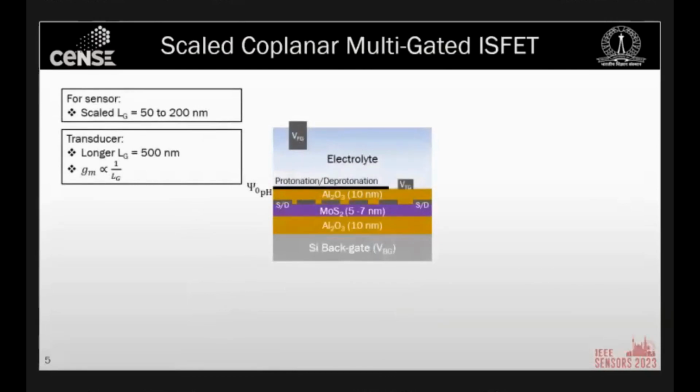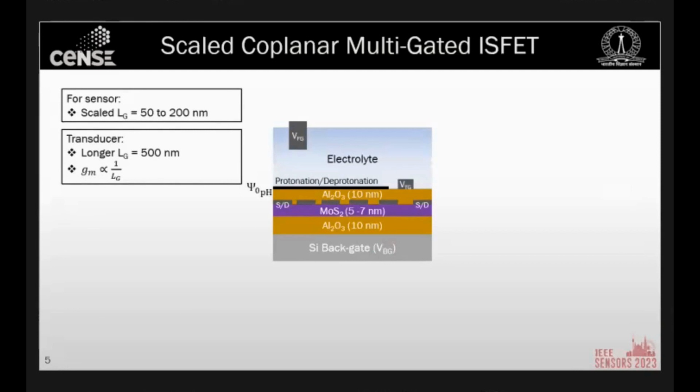we have very scaled ultra short channels of 50 to 200 nanometer that are used for the sensing purpose, and these are transduced against a longer channel length of 500 nanometer. Now, instead of using different oxide thickness, here we are using the channel length to modulate the transconductance, which is inversely proportional to your gate length.